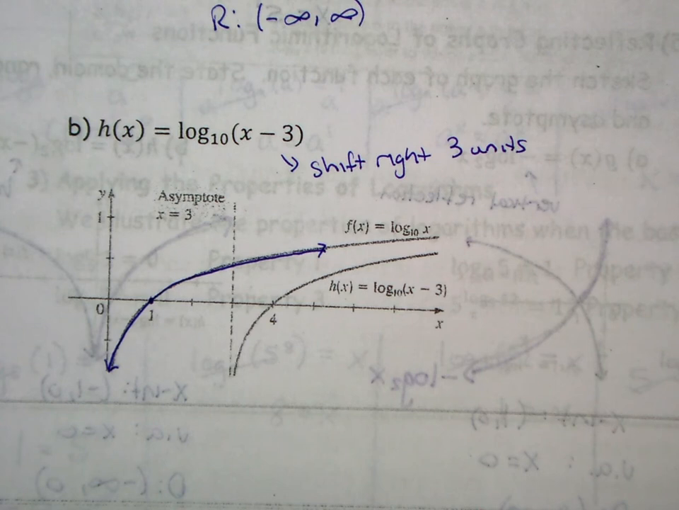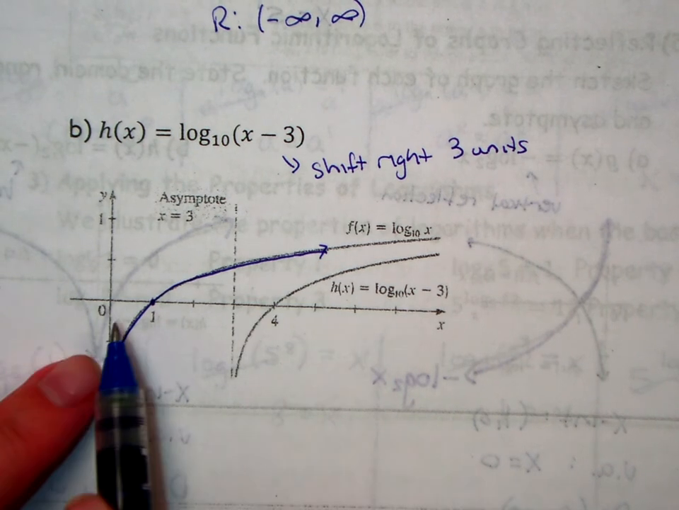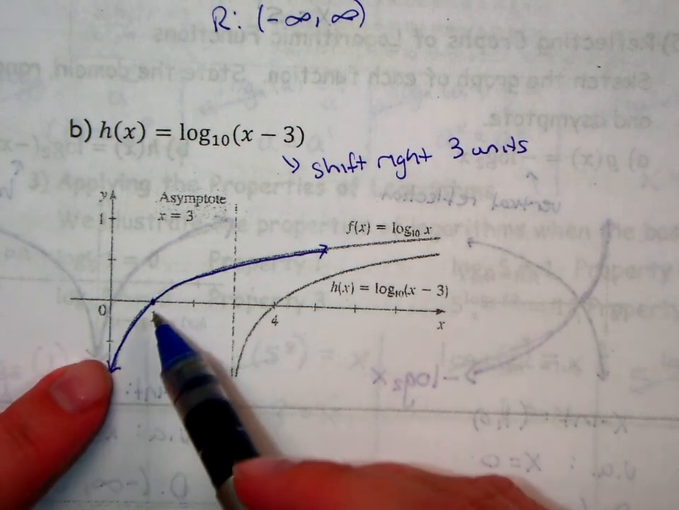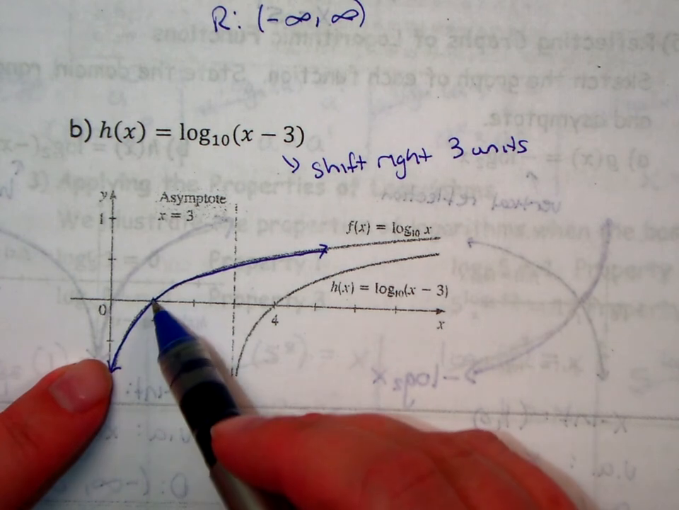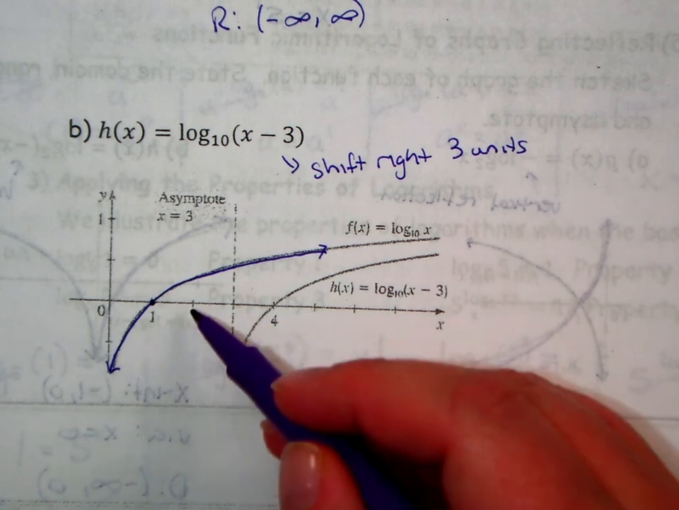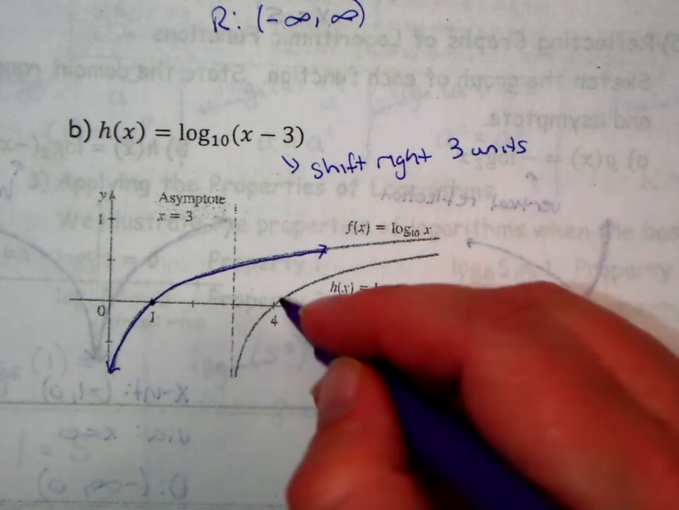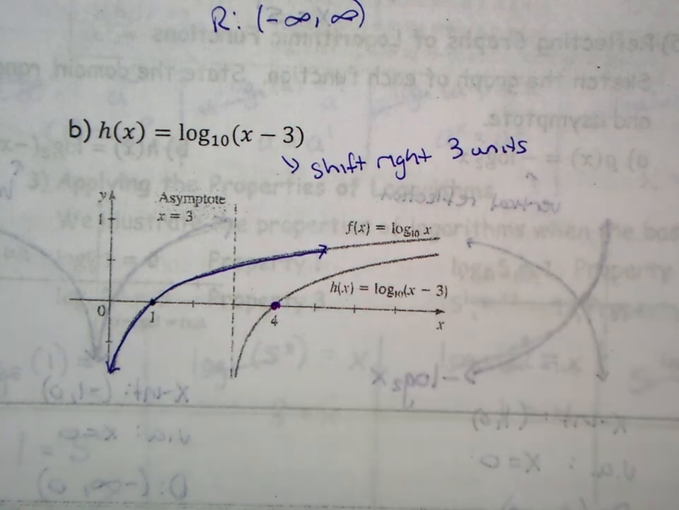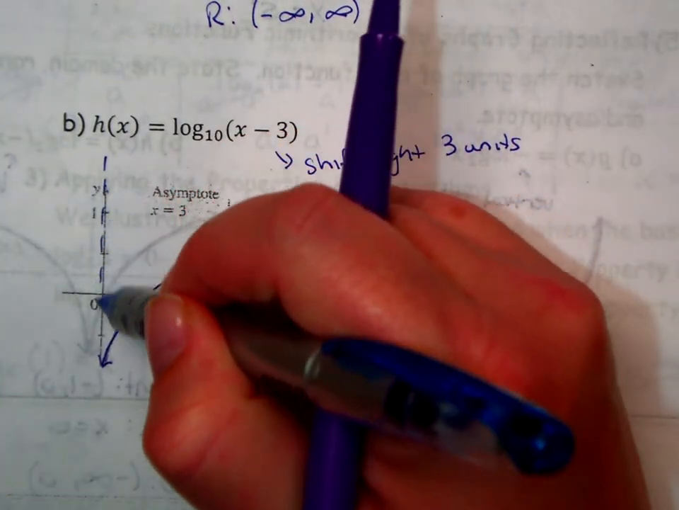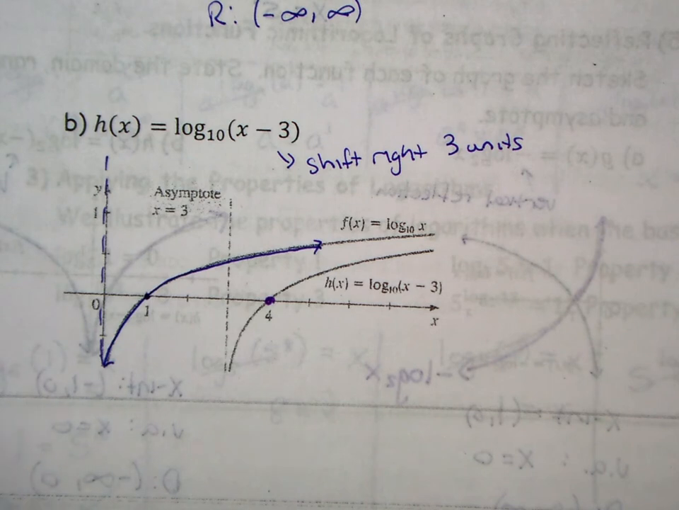Now when we shift to the right, the asymptote is going to move and this point is going to move. Let's move the point first. If the point started at 1, 0, and I shift it to the right 3 places, 1, 2, 3, now the x-intercept is at 4, 0. And then the original asymptote was at 0, and that will get shifted to the right also.